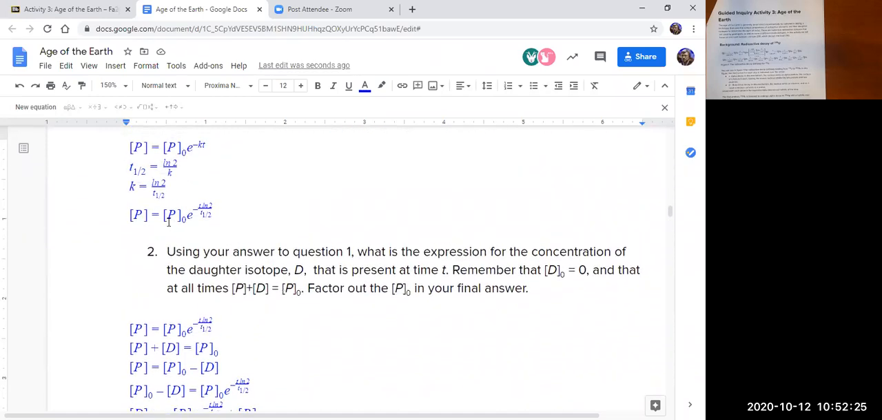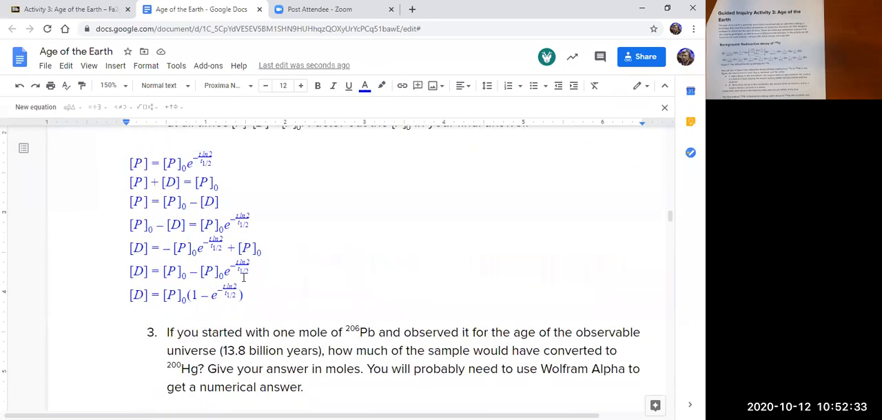These are ways to determine, in the first case, how much parent isotope you have left after a period of time t. This one tells you how much daughter isotope has been generated at time t. So depending on which question you are being asked, are you being asked how much parent isotope is left, or how much daughter isotope has been generated? That will tell you which of equations 1 or 2 you're going to end up using.